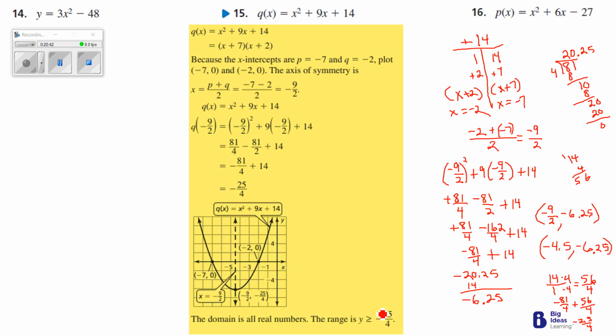Okay, and then they graphed it. And that was it. I did the long way on number 15 just to show you one more time how to factor out these things. Our domain is going to be all real numbers again. And then our range is going to be all numbers greater than or equal to negative 25 over 4. All right, let's go to number 17.